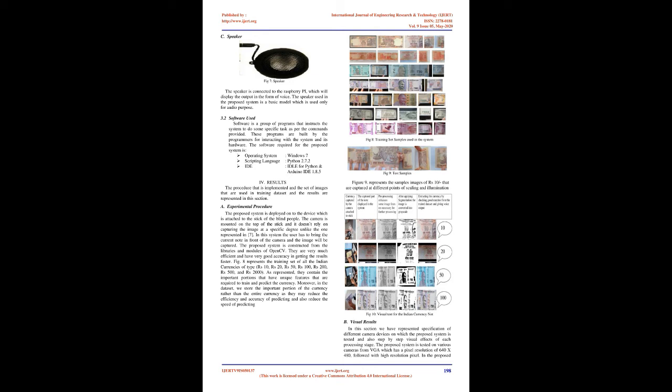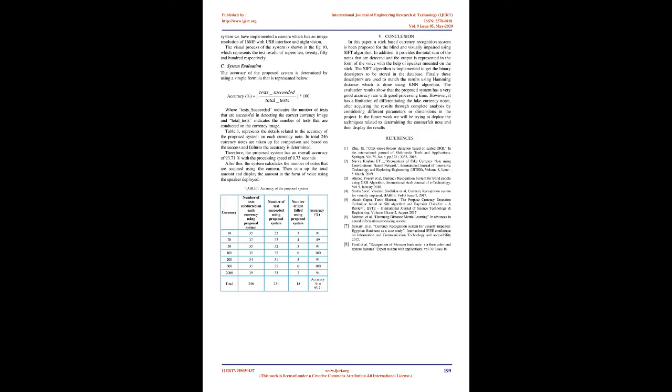For results, the procedure that is implemented and the set of images used in the training dataset and the results are represented in this section. A. Experimental procedure. The proposed system is deployed onto the device which is attached to the stick of the blind people. The camera is mounted on the top of the stick and it doesn't rely on capturing the image at a specific degree, unlike the one represented in 7. In this system, the user has to bring the currency note in front of the camera and the image will be captured. The proposed system is constructed from the libraries and modules of OpenCV. They are very efficient and have very good accuracy in getting the results faster.